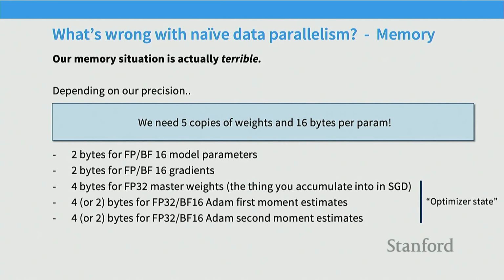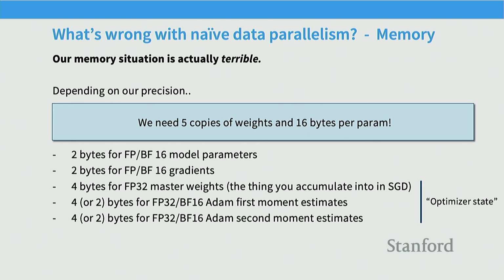And the memory situation is actually worse than it looks. It's actually quite terrible. Because you've done this in assignment 1, but we can think about how many copies of our model we need to store, and it's very large, right? Depending on the precision by which we're doing some of our training, you're going to need to store something like 16 bytes of data per parameter. And in fact, you need to store something like 5 copies of your weights.